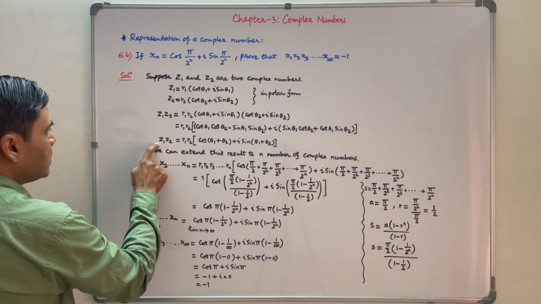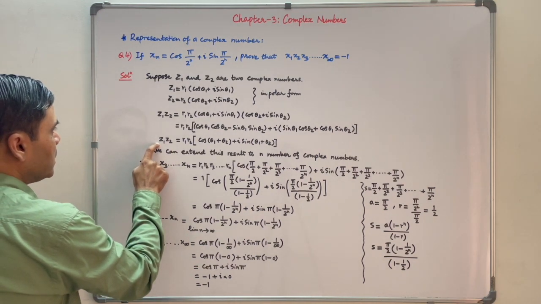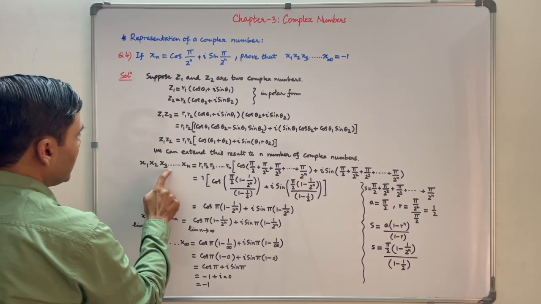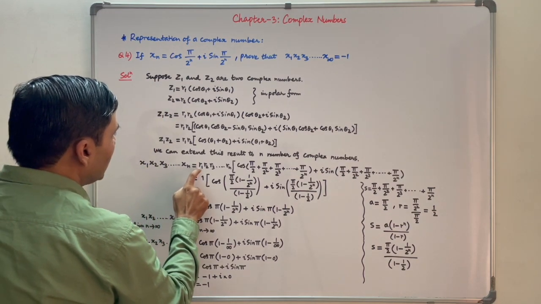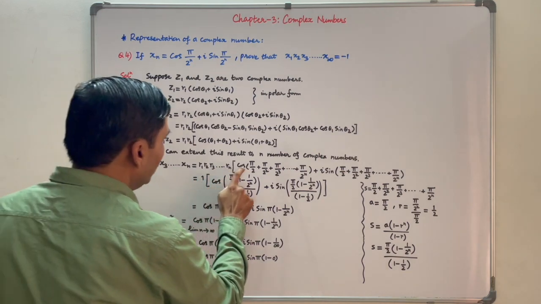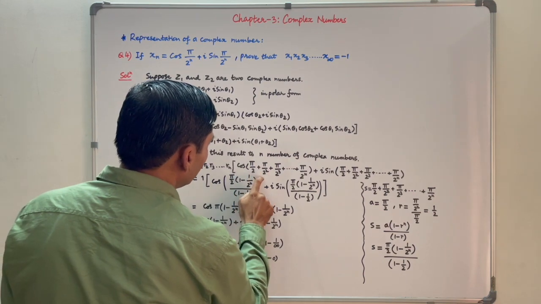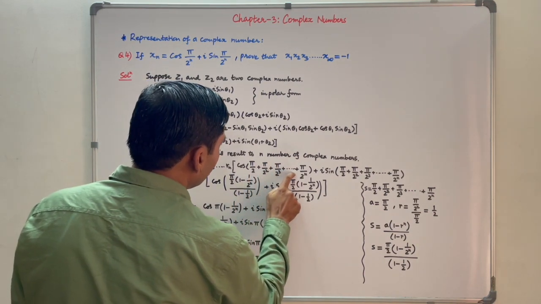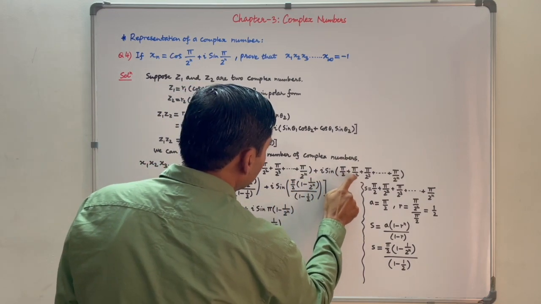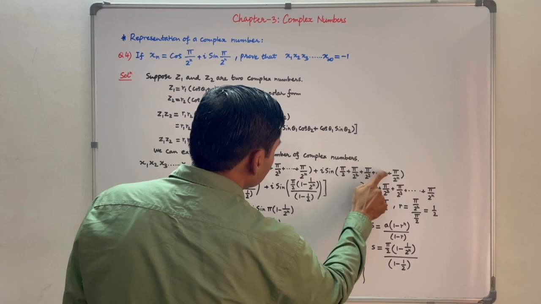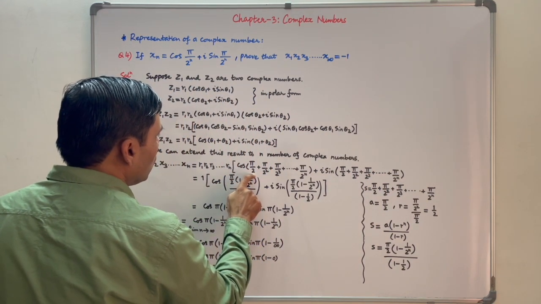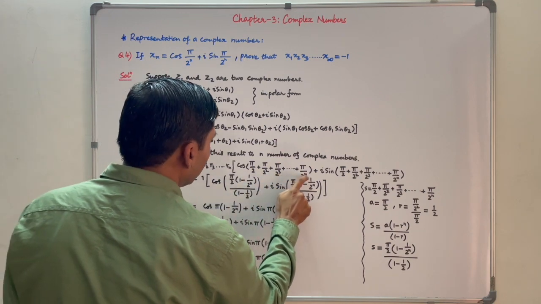We can extend this result to n number of complex numbers. So we can say in this case x1, x2, x3 and so on up to xn is equal to r1, r2, r3 and so on up to rn into [cos (pi by 2 plus (pi by 2) square plus (pi by 2) cube plus and so on (pi by 2) to power n) plus i sin (pi by 2 plus (pi by 2) square plus (pi by 2) cube plus and so on (pi by 2) to power n)]. Here we are putting the values n is equal to 1, 2, 3 and so on up to n.